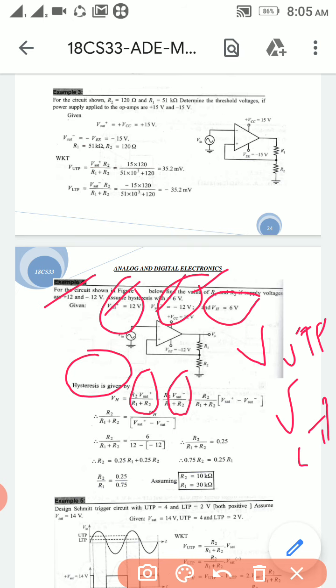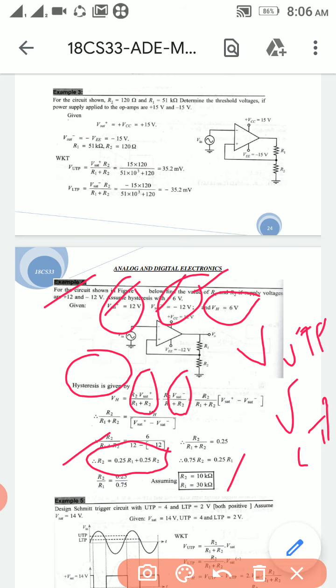Again here we don't know one of the values, right? So two are unknown values in this case. For that reason, one of the values we have to assume, or directly after rearranging this equation, R2 divided by R1 is equal to 0.25 divided by 0.75. So assuming these two values, R2 as 10 kilo ohm and R1 as 30 kilo ohm. This is what exactly we have to find out.